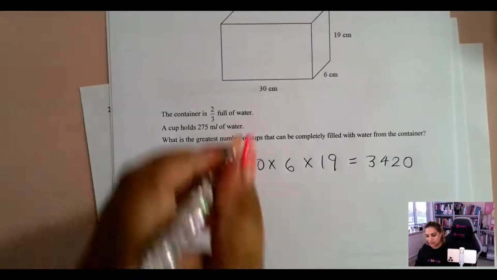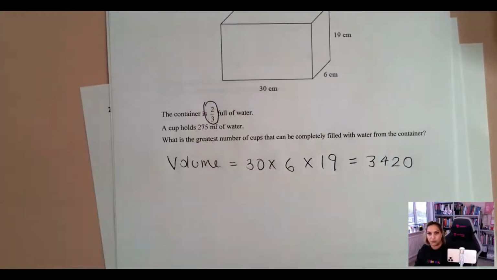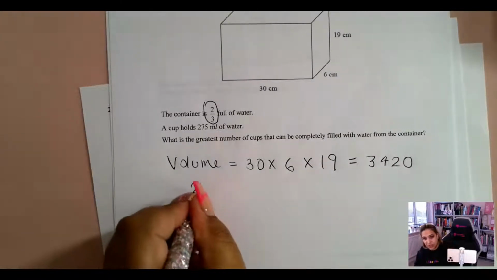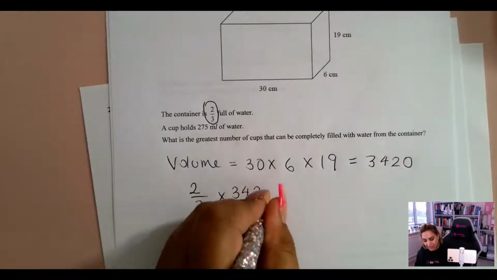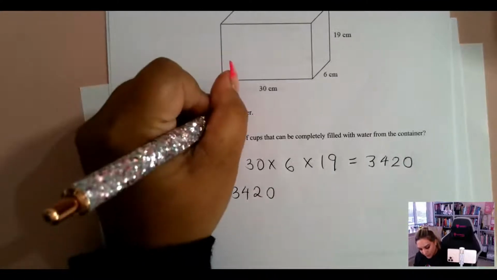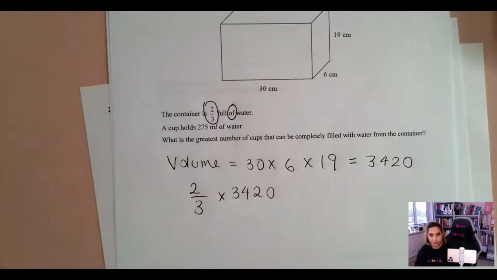Then I'm told it's 2/3 full. Now don't worry, it's a fraction. Fractions I know are annoying, but it's not a non-calculator paper. So we can use our fraction button on the calculator. And whenever you see the word "of", that means times.